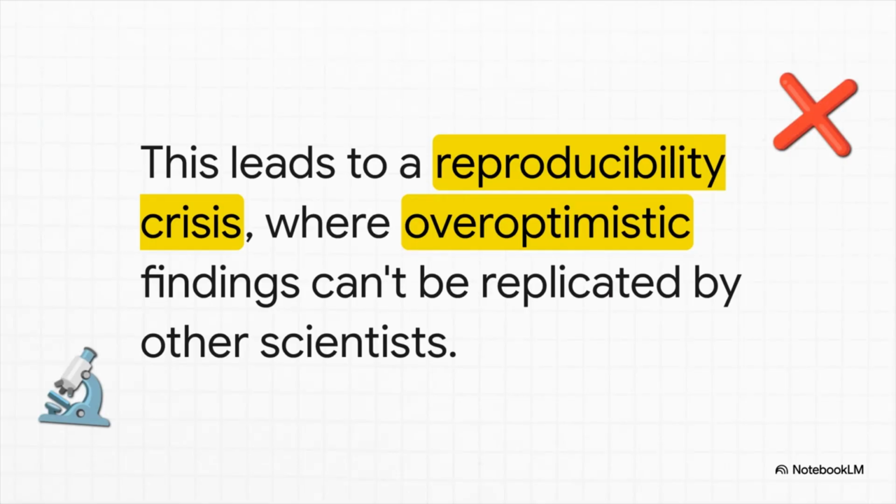It fuels what scientists call the reproducibility crisis. It means other researchers try to recreate the incredible results from a study and they just can't. Why? Because the original results were a mirage, an illusion created by a data leak. It seriously undermines our trust in science itself.